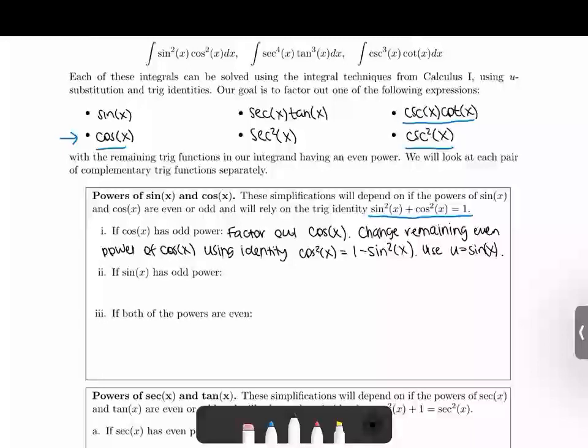So if sine has an odd power, it's the exact same process. Everything just flips sine and cosine. So in this case, we are going to factor out a sine of x. So again, if we factor out a sine, then we're going to have an even power. So for example, if we had sine to the fifth and we factor one out, then we're going to be left with sine to the fourth. And then we are going to change that remaining even power of sine.